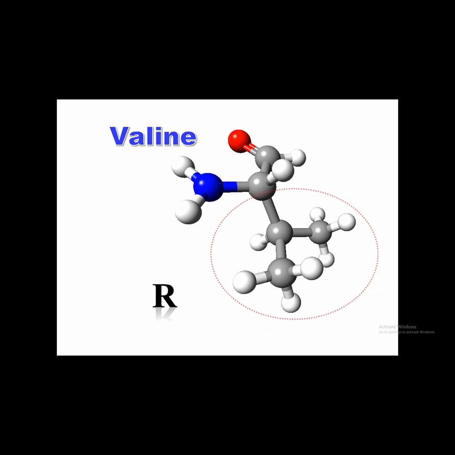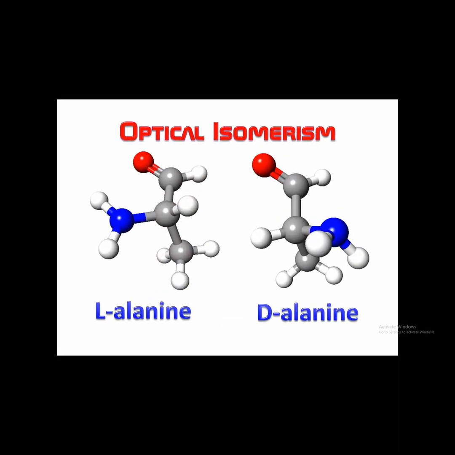Valine is an amino acid with an isopropyl group attached to the R position. Amino acids are also optically active, just like sugars. So there is an L-alanine and a D-alanine. Those molecules are mirror image isomers.